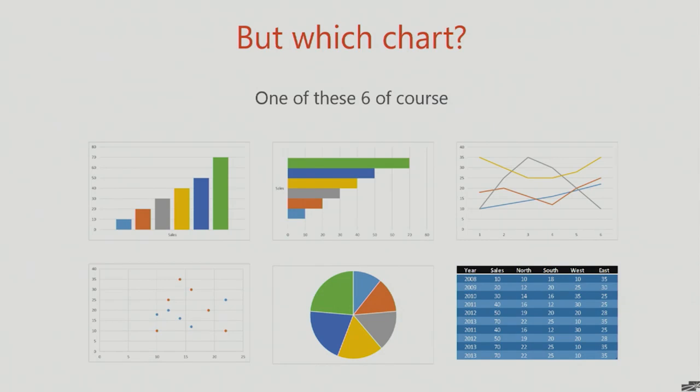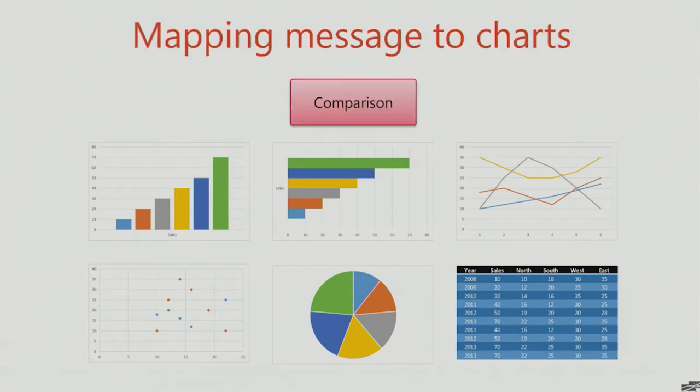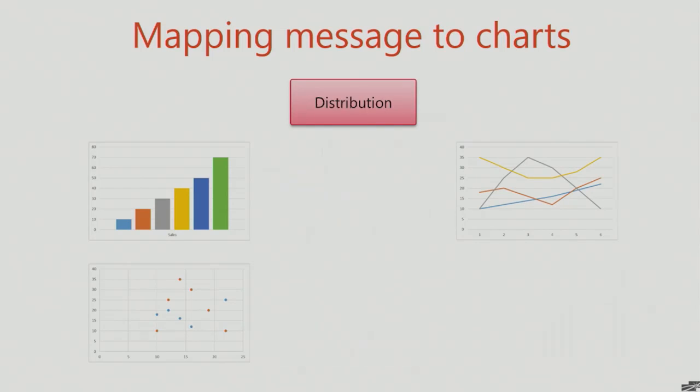So, now we have 6 messages and 6 charts. The next step would be connecting these two. For which message, what chart should we prepare? Simple mapping. When you want to compare, you can use any one of these 6. All 6 would work really well for comparison. When you are talking about the story of distribution, you can use the column charts or the line charts or the XY plot.